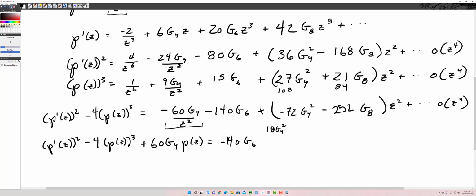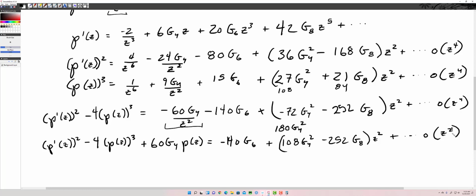180g4 squared, oh my god, 180g4 squared. I should make excuses for myself, but I don't even feel like it. Okay, here you go. 180g4 squared, we're going to be adding to this minus 72. Now that's clearly plus 108g4 squared, okay? And then we don't have anything here. We've got nothing to subtract from this odd-looking g8 term.